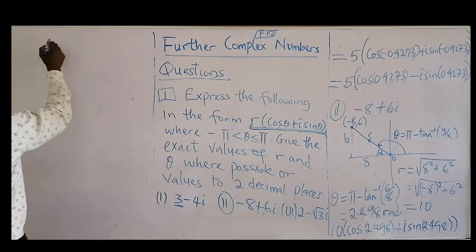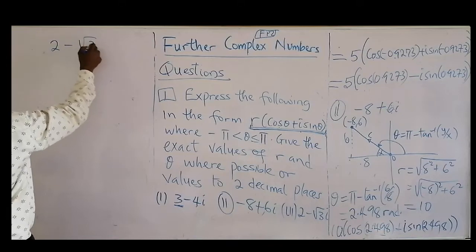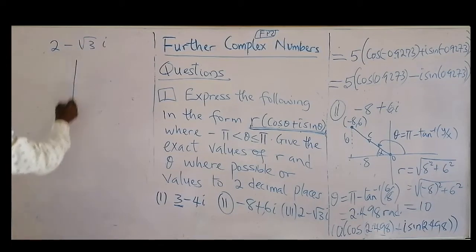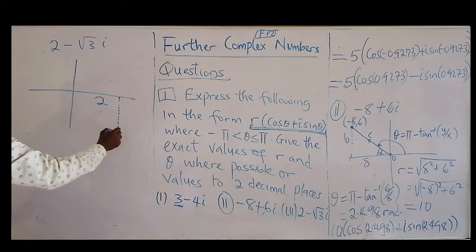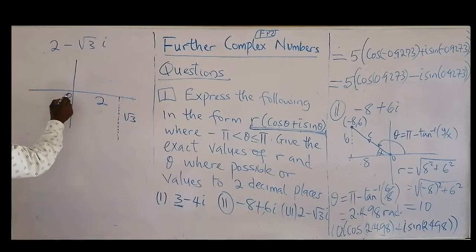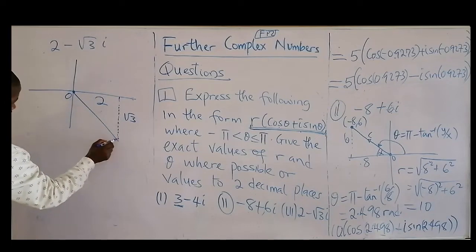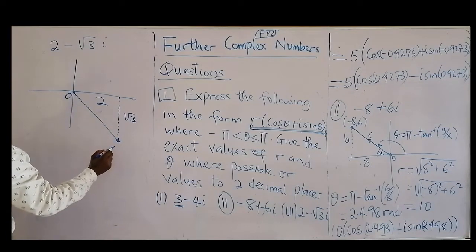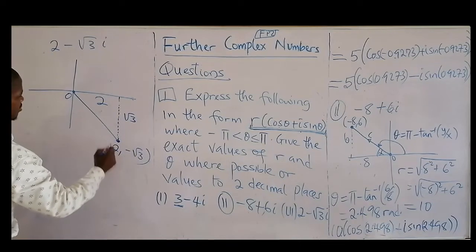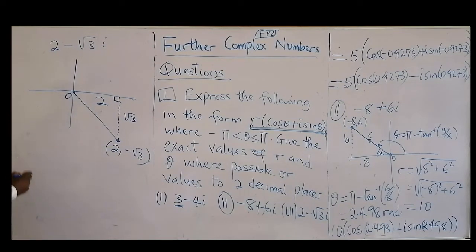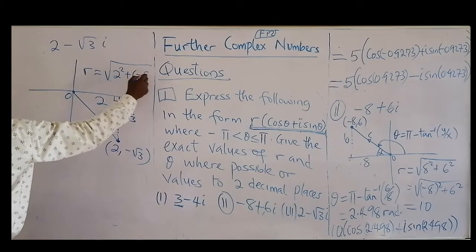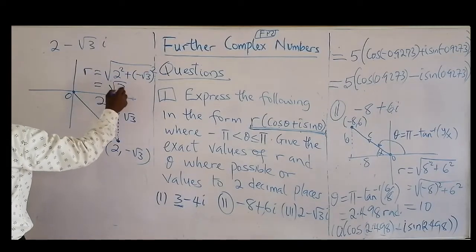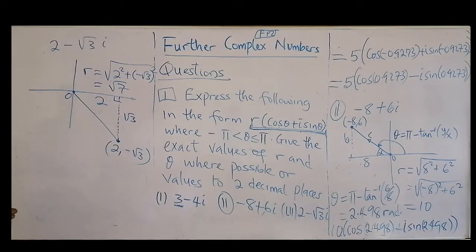The third one is 2 minus root 3 i. So draw your Argand diagram. The real part is here. The imaginary part is minus root 3, so it's going to be this way. Then this is your origin. The distance from the origin is the modulus. And then you indicate the complex number, which is 2, minus root 3. So let's get the modulus. The modulus is the square root of 2 squared plus minus root 3 squared, so this is root 7.